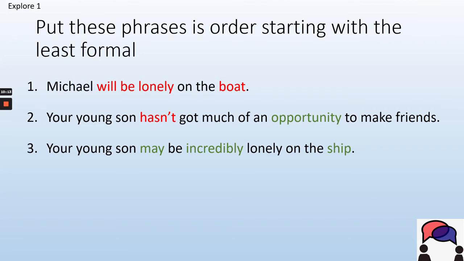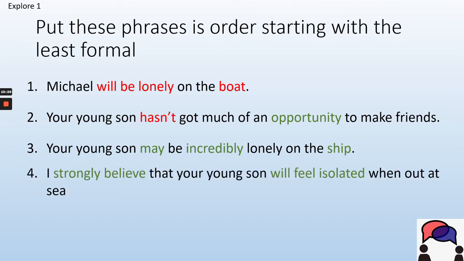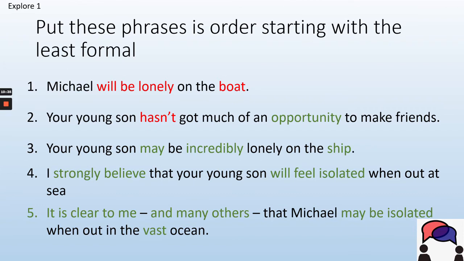Number 3, your young son may be incredibly lonely on the ship. I've seen quite a few good choices there for formality. May, incredibly, ship. Number 4, I strongly believe that your son will feel isolated when out at sea. I thought this sounded very formal. But number 5, the most formal, it is clear to me, and many others, that Michael may be isolated when out on the vast ocean. Pause the video and write down any words or phrases you'd like to use in your own writing when you edit and improve.